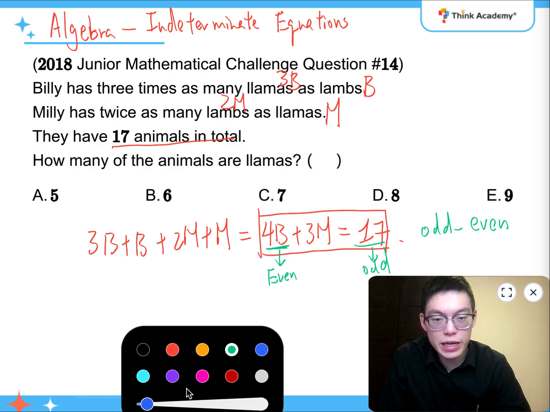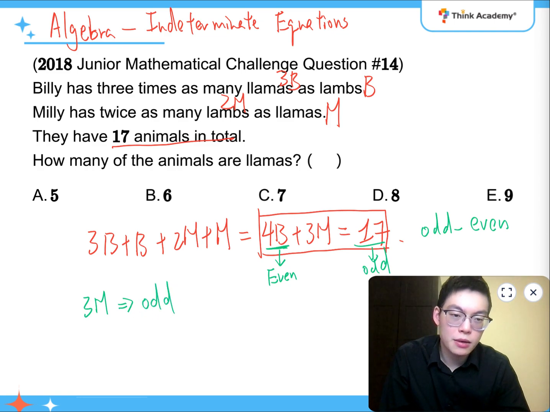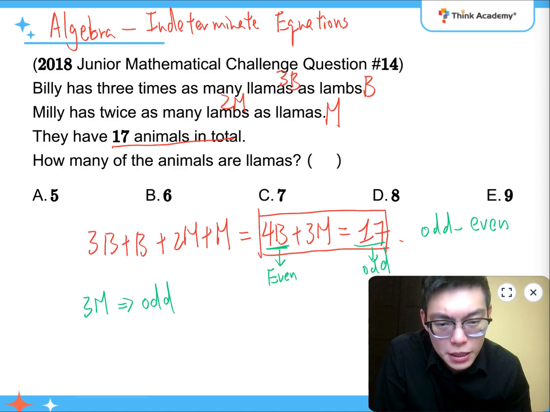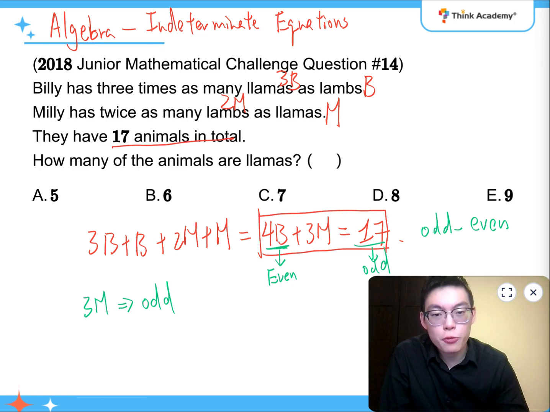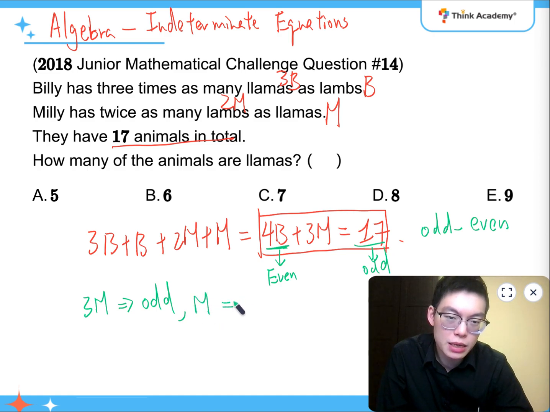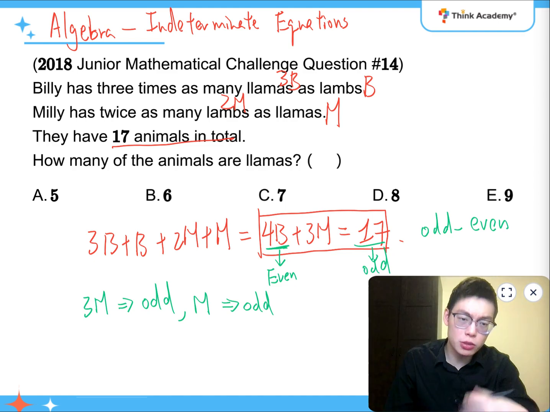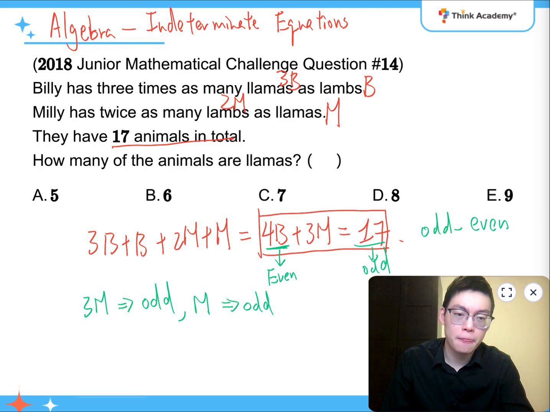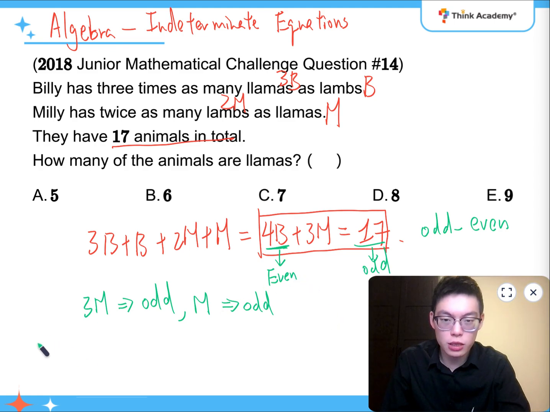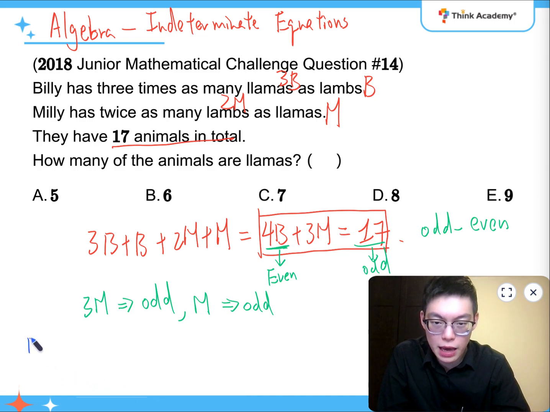It means that 3m has to be an odd number. And because 3 is an odd number, if I want to make 3m an odd number, it means that m has to be an odd number as well, because the only possibility of having an odd number product is when you're multiplying 2 odd numbers together. So now we know that m is an odd number. Let's say I can try to start with m equals 1.